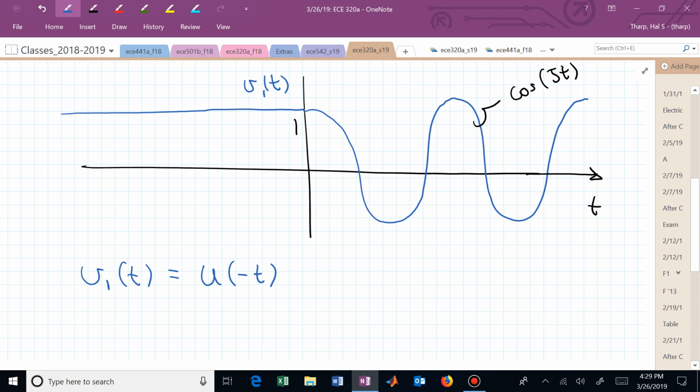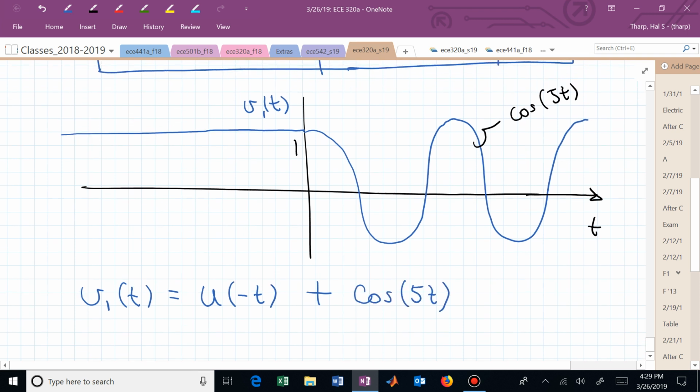And we have to now create V sub 1 of t with another piece that is only on for positive time. And we have the functional form, that's cosine of 5t. Am I done? I need to turn this one on for positive t, so I need to multiply that by u of t.